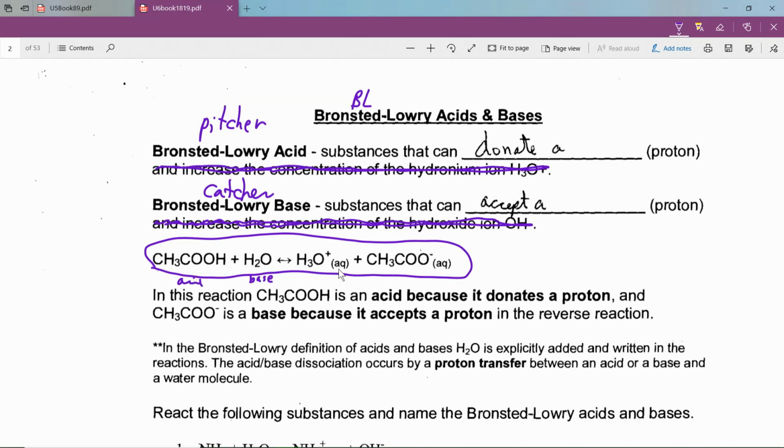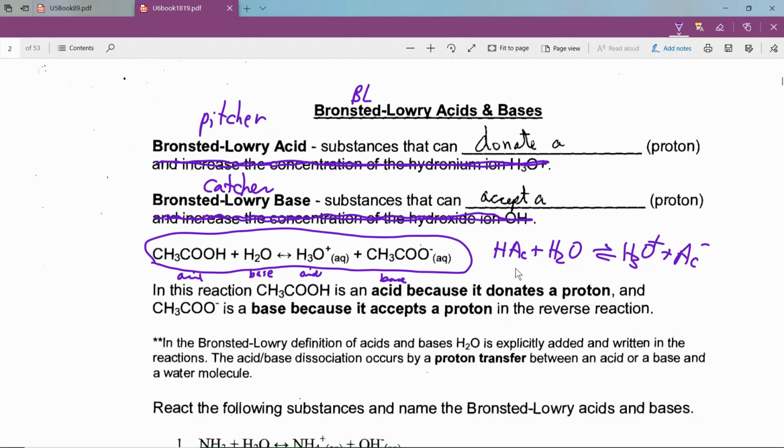Now if I go back the other way, H3O plus can give a proton to CH3COO minus. So H3O plus is an acid, and the CH3COO minus, the acetate anion, is a base. A quicker way to write that, which I like to use, is HAc plus H2O goes to H3O plus and Ac minus. So the acetic acid is written as HAc, where the Ac stands for acetate. It's nothing about actinium. We don't do anything with actinium in the course, so don't worry about that. So we have this proton transfer.